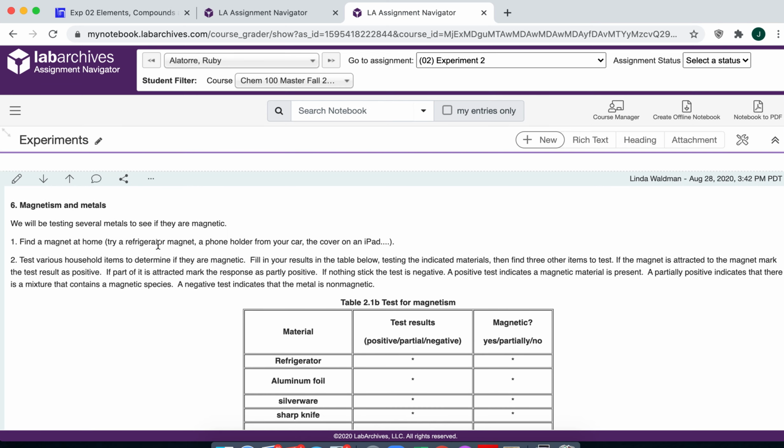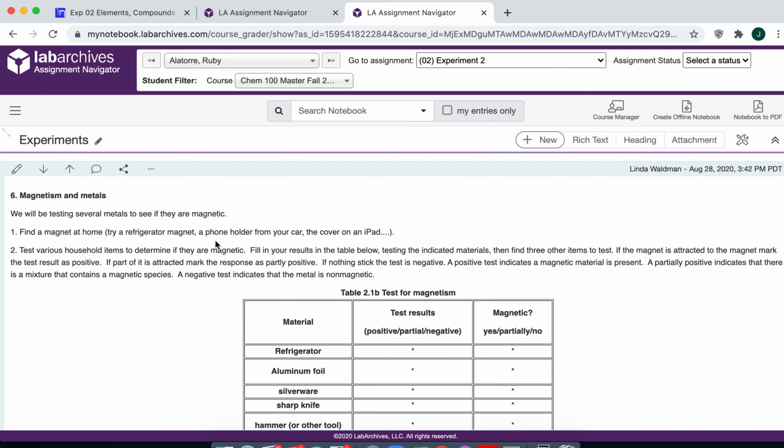So you're going to find a magnet. Any magnet should work well in this experiment. You can use a refrigerator decoration. So use it to test different types of materials around the house, or you can use a phone holder with a magnet to test.